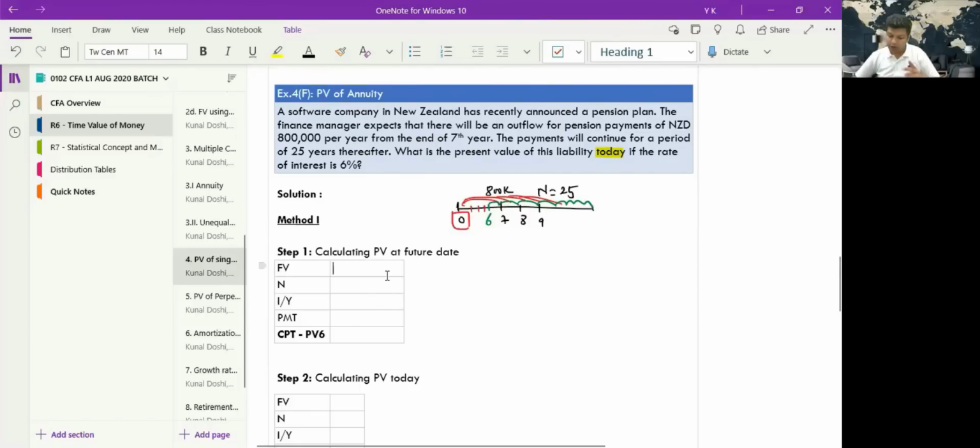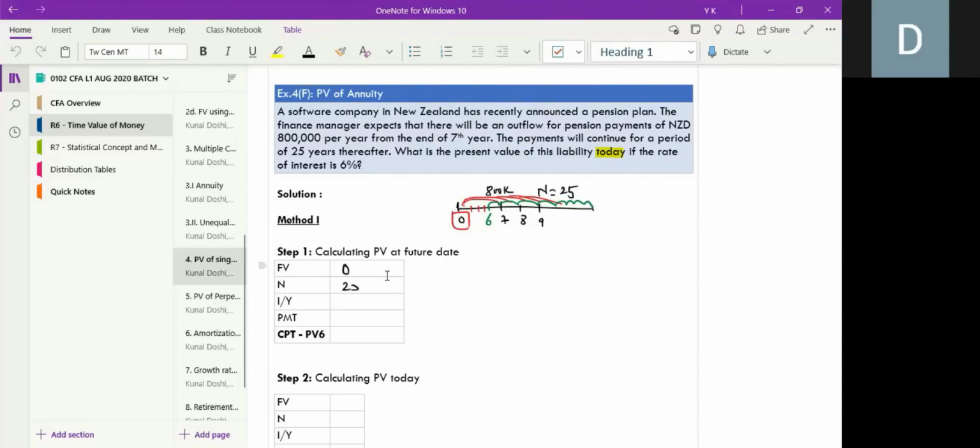So what is going to be the future value in this case? What should I put the future value? 0. Very good. N is 25. And the rate of interest they've given is 6%. PMT, I will be putting 800,000. And then when you compute PV, you will get PV, but that is at the 0.6, that is at the end of year 6. Correct? Let me know your PV, guys. 10,226,684. Correct, that is at 0.6.